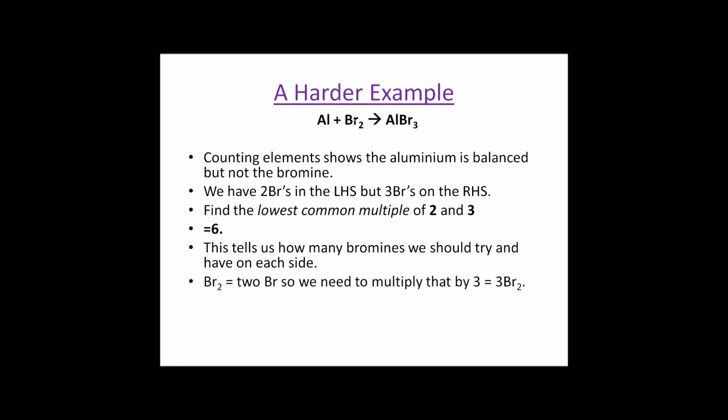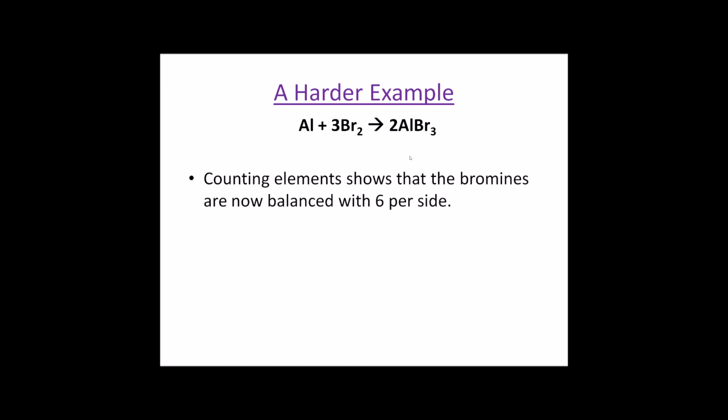So Br2, we've got 2 bromines, so we need to multiply 2 by 3 to get 6. So we should have 3 Br2. On this side we've got 3 bromines, Br3, so we need to put a big number 2 in front of there, 2 AlBr3 to get us 6 bromines. And here we go, this is what that looks like. So now we've got 3 times 2 equals 6 bromines on this side, and 2 times 3, 6 bromines on this side. Okay, so all balanced.